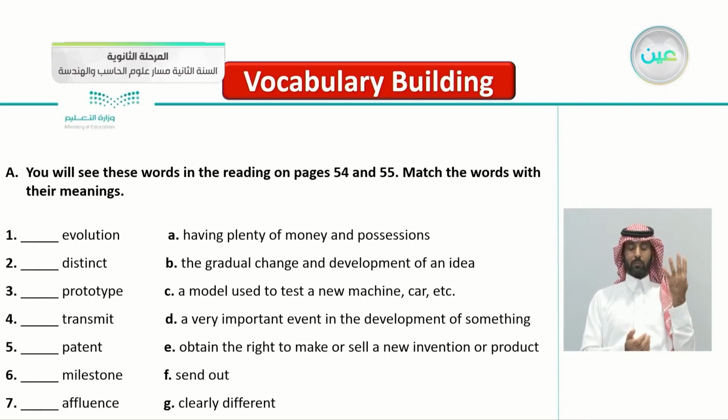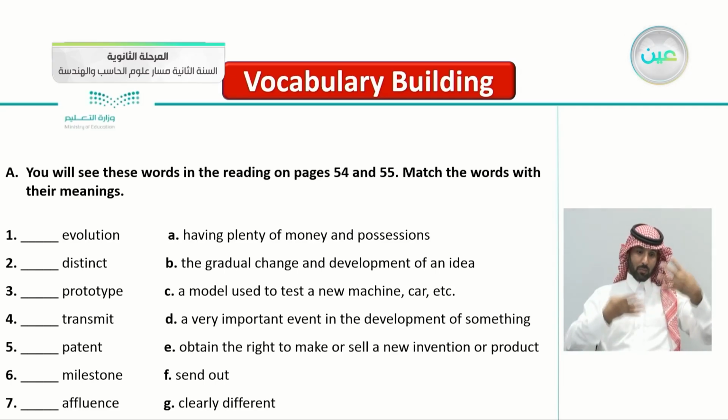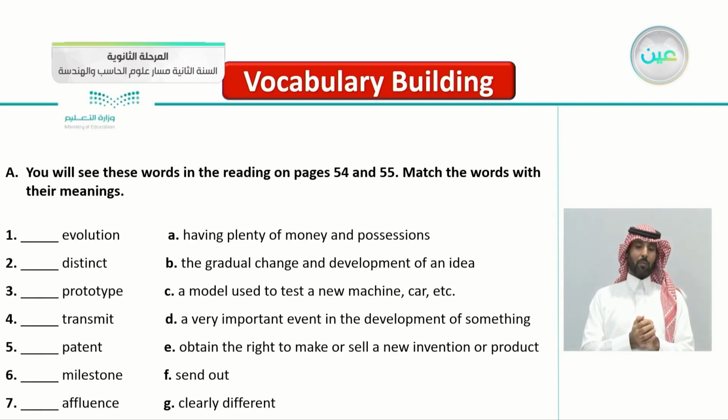Match the words with their meaning. So we have 7 words here and 7 definitions for the words. We'll have to match them with their meanings. Let's read the words first. We have evolution, distinct, a prototype, transmit, patent, milestone, and affluence. Again, evolution, distinct, prototype, transmit, patent, milestone, and affluence.